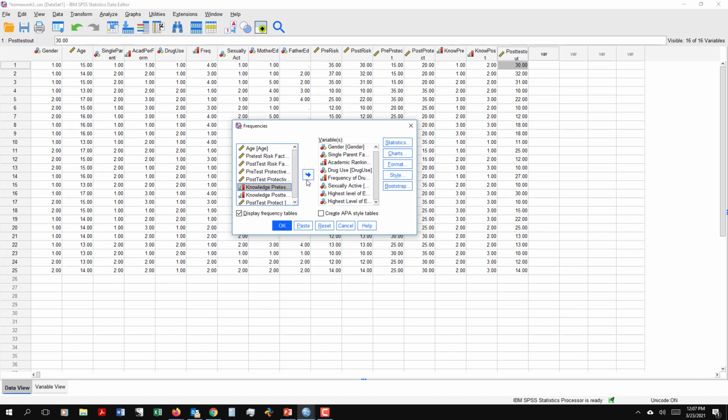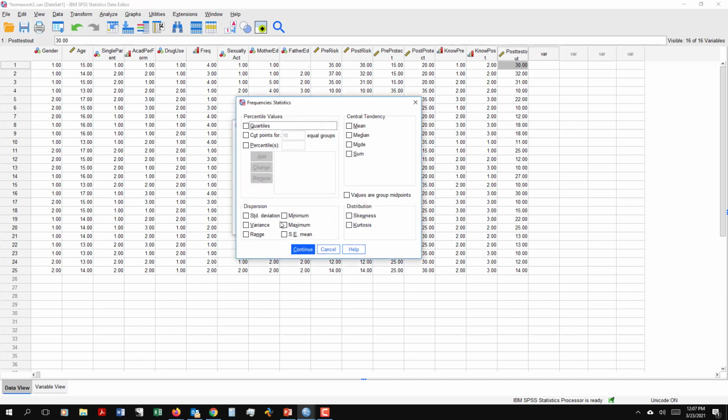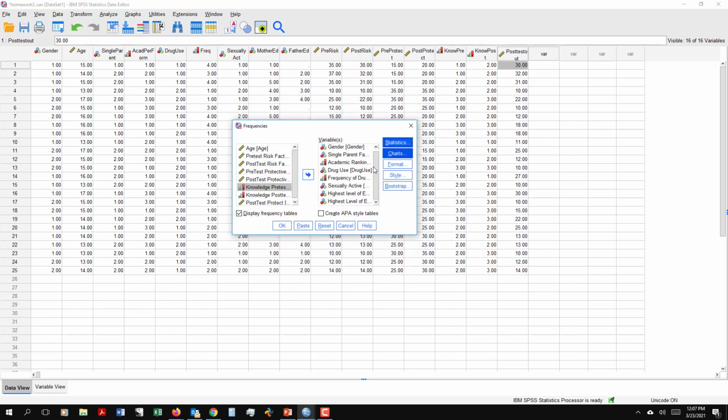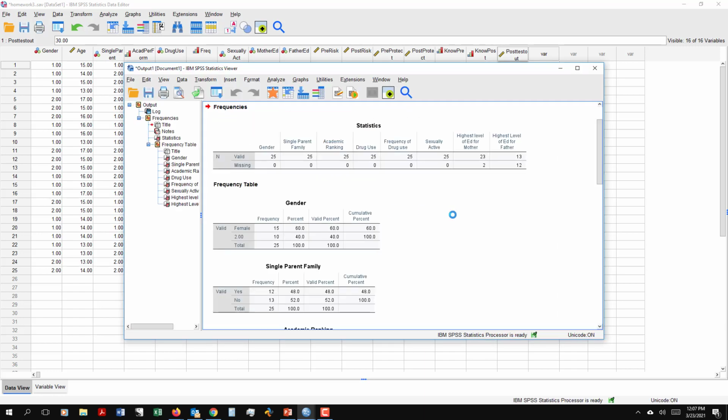No, let's not do that. We're just going to look at these variables right now just to get the idea. The mean, the median, the mode are not going to mean anything for these variables. So we just want to get the idea of what our population looks like.